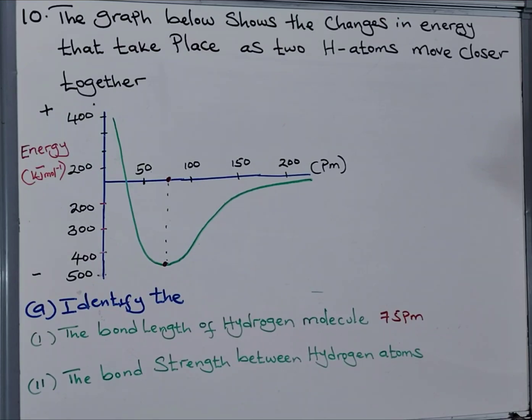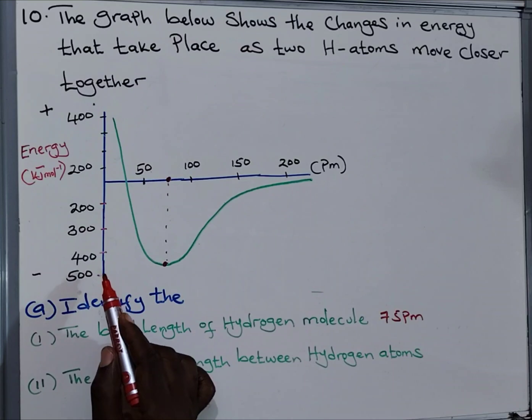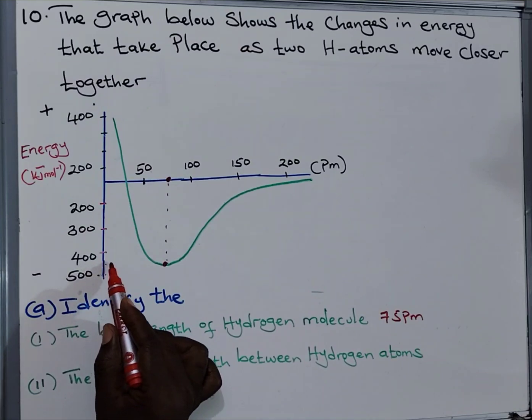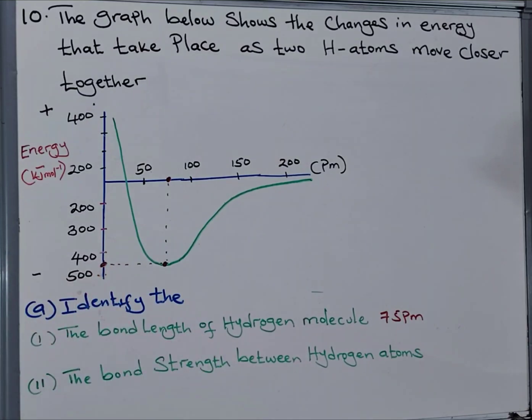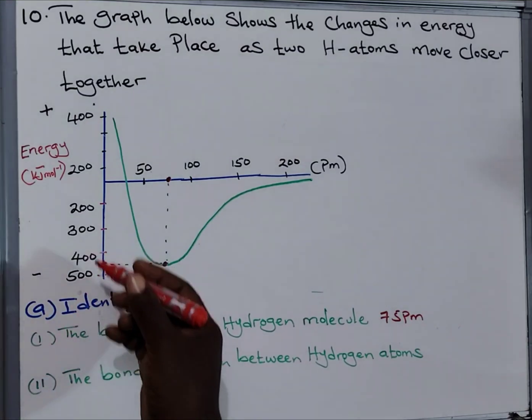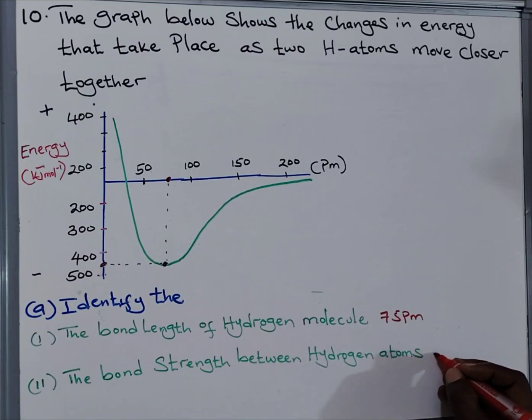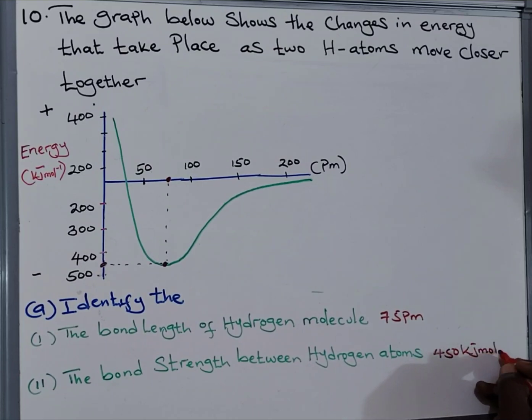Okay, now we come to this question. It says, identify the bond strength between hydrogen atoms. Okay, where do you get the bond strength? We get it on the y-axis, and the number which coincides with our down peak here is what we call bond strength. And from what I'm seeing here, it is around 450 kilojoule per mole.